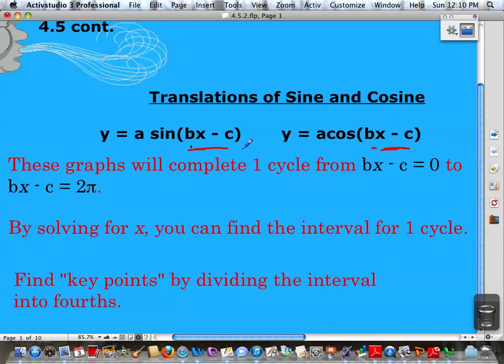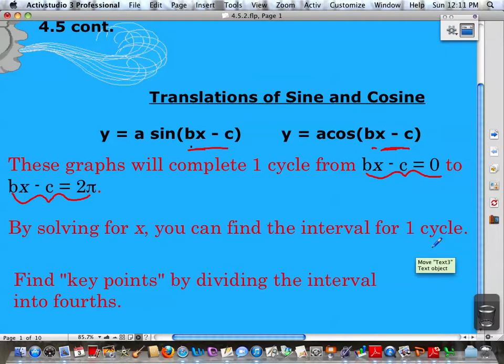What happens is that we know the graph is going to complete one cycle, or run through one period of the graph, from bx minus c equals 0 to bx minus c equals 2 pi. That's how we're going to figure out a starting point and an ending point for our cycle, for our period of the graph. So by solving for x, we find an interval for one cycle. We know where to start and where to end.